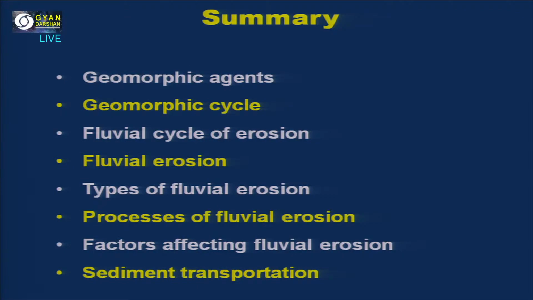Now let us summarize what we have learned in this session. We started with discussing geomorphic processes, then we talked about geomorphic agents, then the fluvial cycle of erosion, then fluvial erosion, its types, fluvial erosion processes, and the factors that affect it, and at the end we briefly discussed the process of sediment transportation and deposition. In another session, we will discuss the landforms which are produced by fluvial processes.